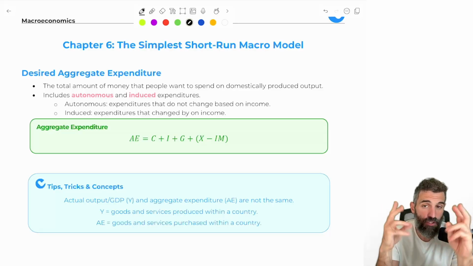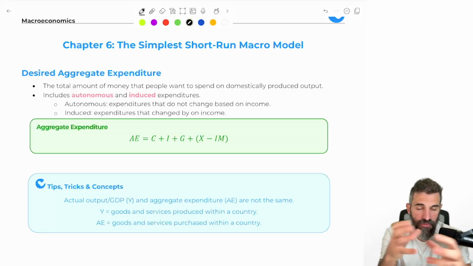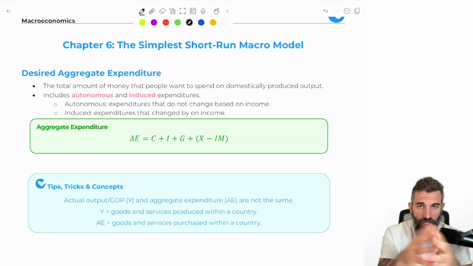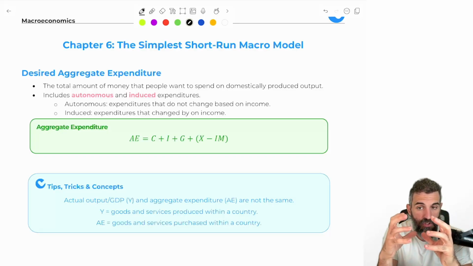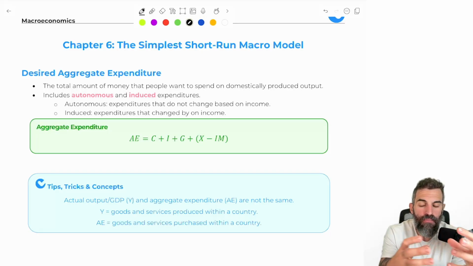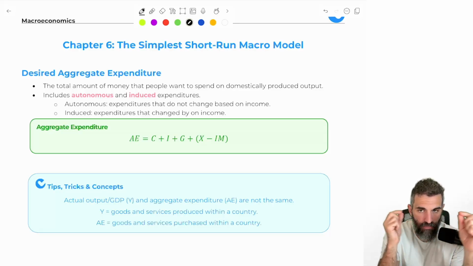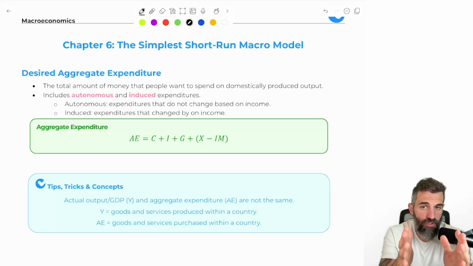Think of GDP, or national output, as production. What is the total value of goods and services produced in a country? Okay, production. Aggregate expenditure is the total value of goods and services purchased within a country. What is our desired expenditure? What are we actually spending on? We're going to talk about an equilibrium at some point, but let's start off there. Okay, lock that in. GDP is production. Aggregate expenditure is purchases.